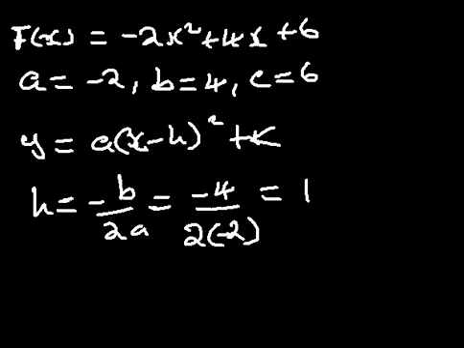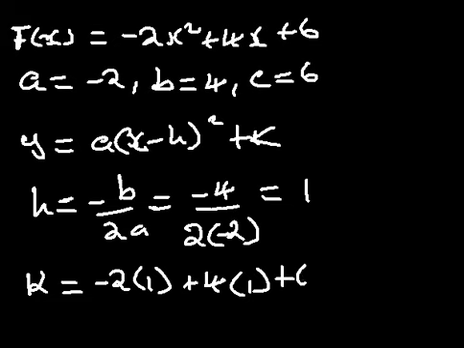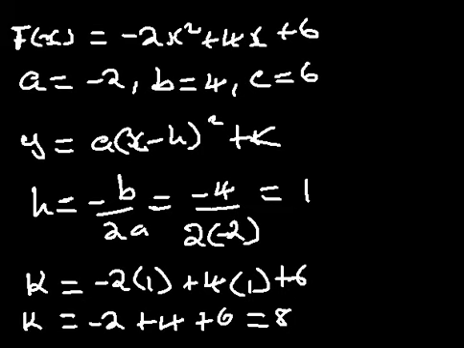And how about the value of k? We'll have to substitute h into the original function. This is the y coordinate at the turning point. So now we'll have it as negative 2 times that squared, plus 4 times 1, plus 6. Now we should have it as negative 2 plus 4 plus 6. That will be given as 8. So that's the value of k.